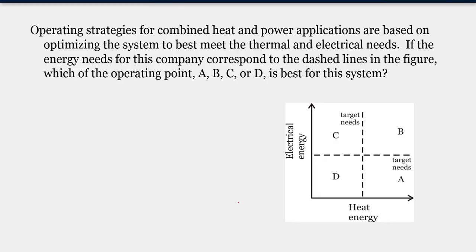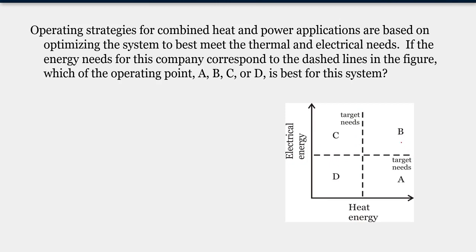Before we do that, I want you to think about this example question before we start the next segment. This graph shows you a typical, let's say, home or a business or a manufacturing facility. And on the two axes, what we see are the electrical energy needs and the heat energy needs. And I've divided that into 4 quadrants, A, B, C, D. And let's say we have a small business that's in manufacturing. So they have both a significant need for electrical energy and heat energy. And their target needs are shown as these dashed lines.